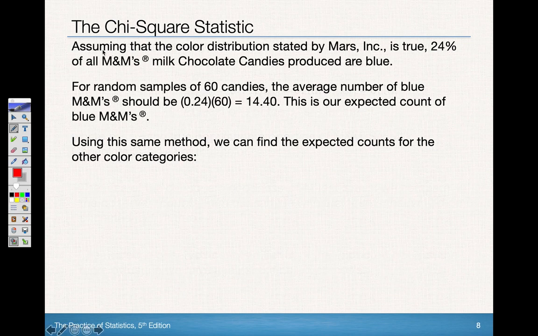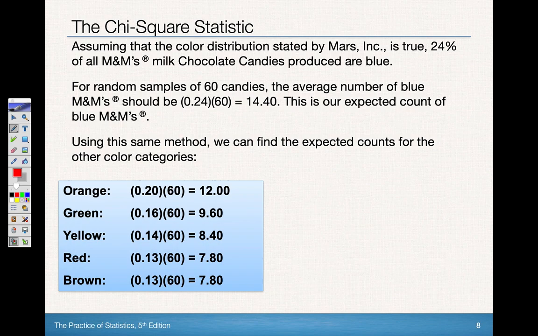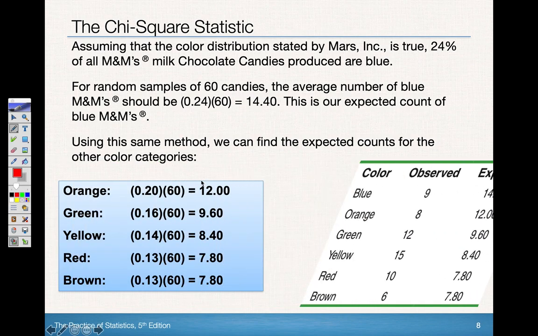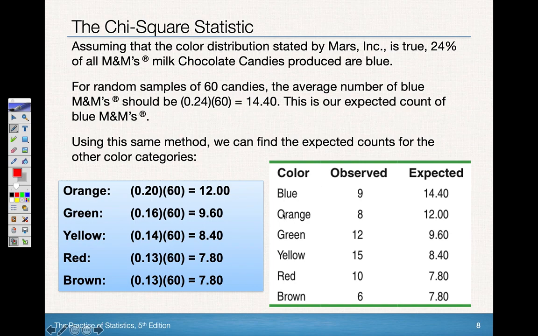The chi-squared statistic says, assuming the color distribution that is stated is correct, just like we do with every null hypothesis, for a random sample of 60 candies, 24% of 60 candies would be 14.4 should be blue. Now, your expected counts definitely can be decimals. It is completely okay. And you can see that they have the claim percentage times the amount in the actual sample gets these expected counts. So you end up with each outcome of the one categorical variable with the observed counts and the expected counts.